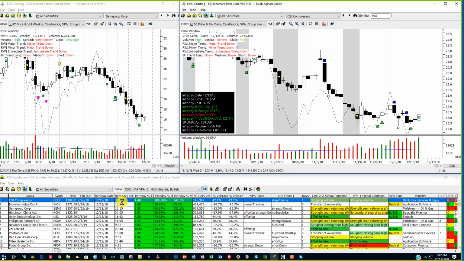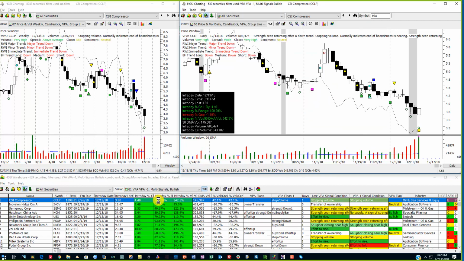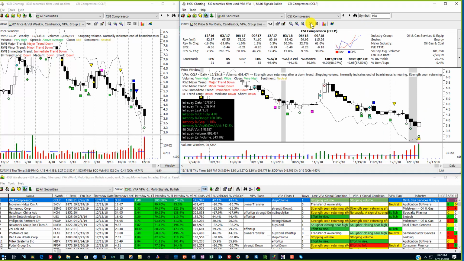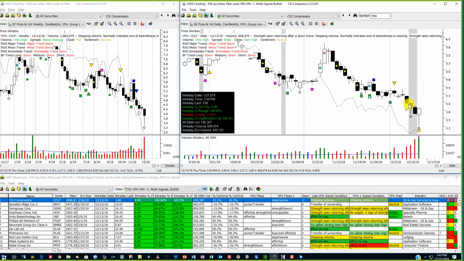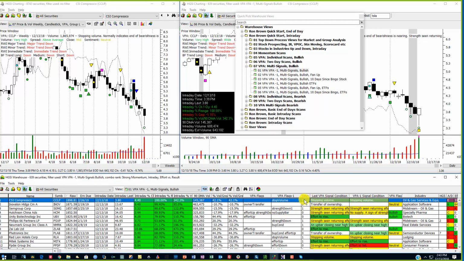Here's a little $3.80 stock. It's trading at 100% of its daily range. Look what we had today on this. What is this? It's another oil and gas services and equipment. This is the third day of stopping volume, 3 out of 4 today. It's strength seen returning after a downtrend. You can see the 2 stopping volume signals in here, but that happened 1 day ago.